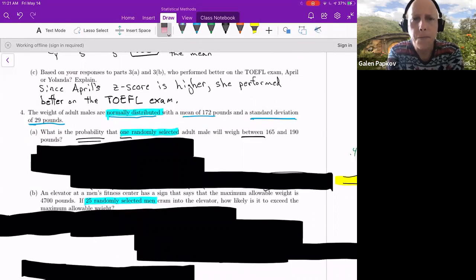All right, so now we are going to tackle number 4 here. The weights of adult males are normally distributed with a mean of 172 and a standard deviation of 29. What is the probability that one randomly selected adult male will weigh between 165 and 190 pounds? So over here, we are going to want to convert to a z-score. We're told that male weights are normally distributed, and so we want to convert these to z-scores.